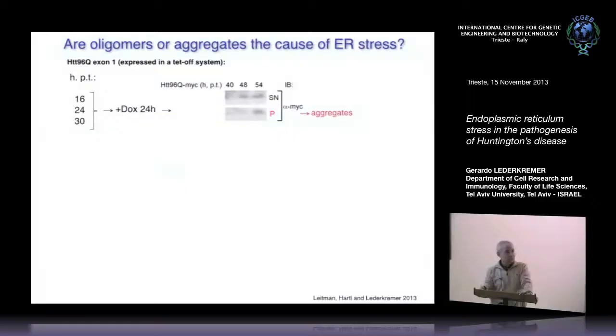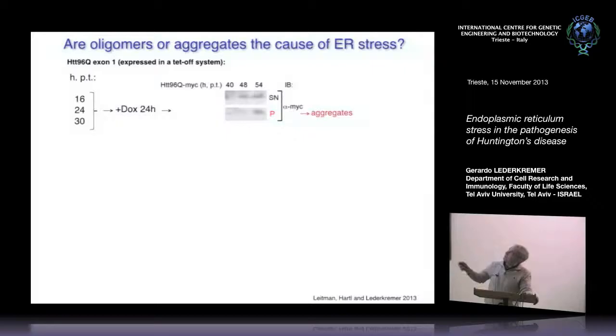And this is what we try to do by expressing the Huntingtin in an inducible system, a TET-OFF system. So in this TET-OFF system, we can shut off the synthesis of Huntingtin by incubating cells with doxycycline. And what we did is we transfect the cells, we wait for different periods of time for the expression, and then we do like a chase, shutting off the synthesis. And this is what we get if we look at the soluble form and the aggregates, so the aggregates that appear with time.